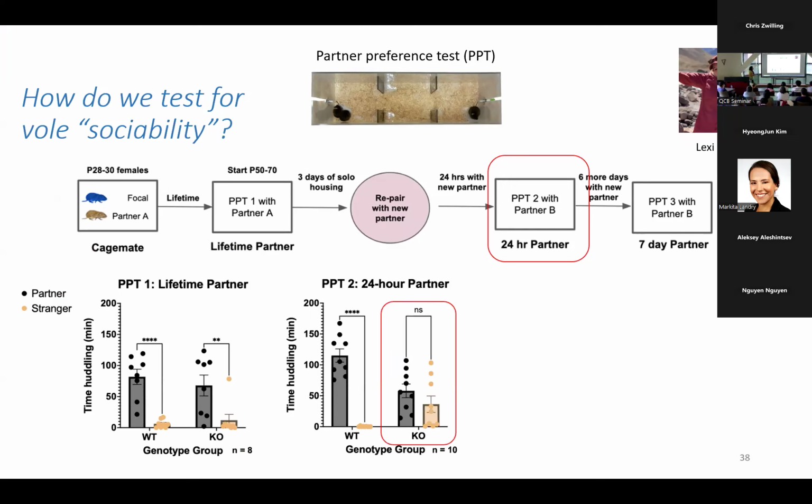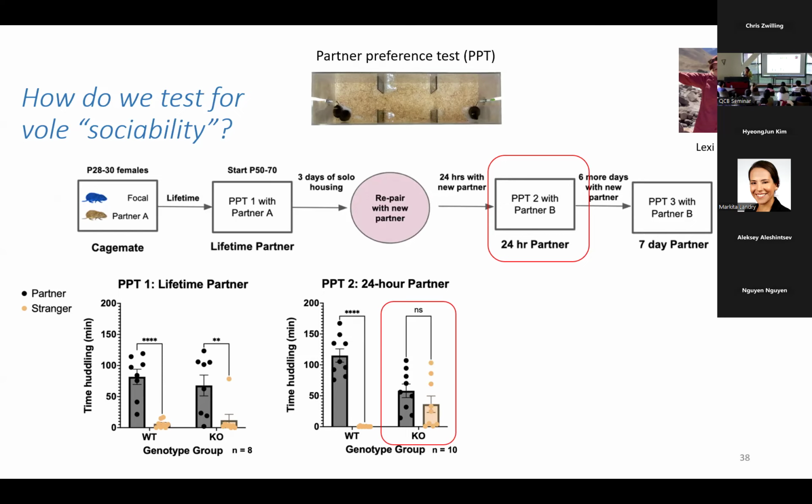However, if we redo the test, instead of using a lifetime partner, so this isn't your best friend since childhood, this is somebody you met at the coffee shop yesterday, now we see a difference between the wild type voles that prefer to spend time with their coffee shop friend, despite being new, versus the receptor null mutants, or the knockouts, that don't seem to have any statistical preference between huddling with a stranger versus a partner.